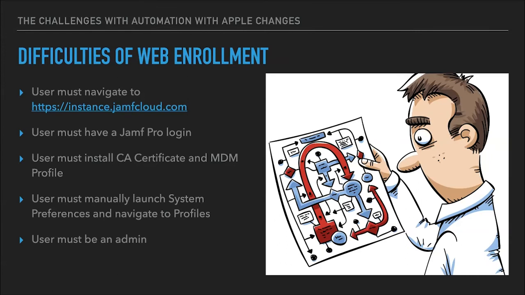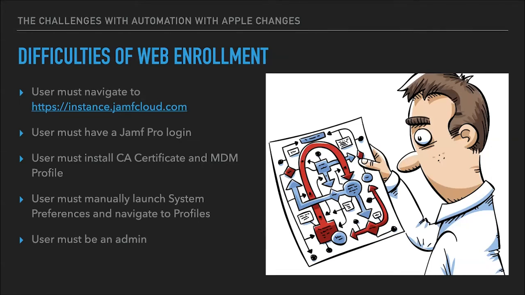So at that point, we went from enrolling through a quick add package, which was pretty simple for a user, it was just running a package, to now installing a CA certificate and an MDM profile, which was a little more confusing because it was 2 different steps. Also, since Big Sur, once you download that profile and launch it, which happens automatically in Safari, the user needs to manually open up System Preferences and navigate to the Profiles pane.